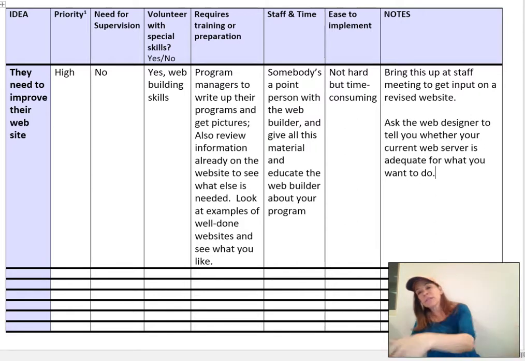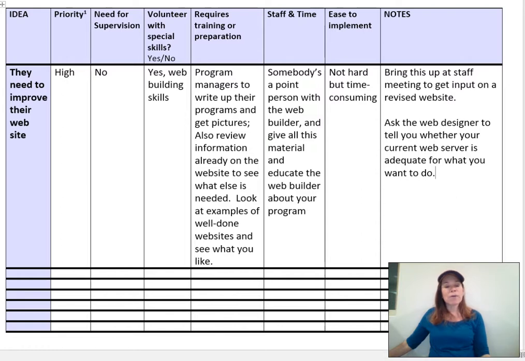Anyway, all this stuff is what's going to have to happen for you to actually utilize that volunteer web designer well. And you can see that there's a lot of work before you even bring this person in that has to go on in your organization.